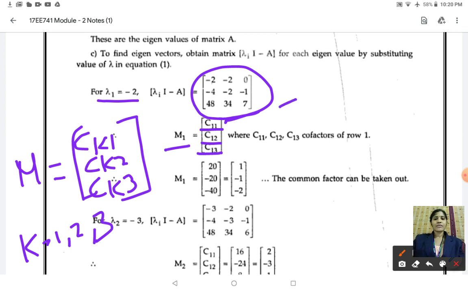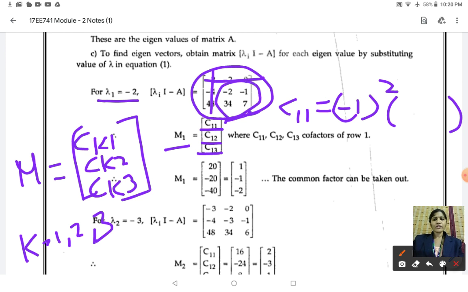C11 is nothing but minus 1 to the power of 2 times the minor of the element. For the minor of the element, you eliminate the first row and first column. You need to identify the determinant value. It is minus 14 plus 34, so you will get plus 20.